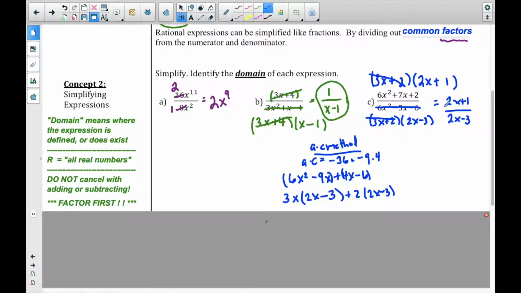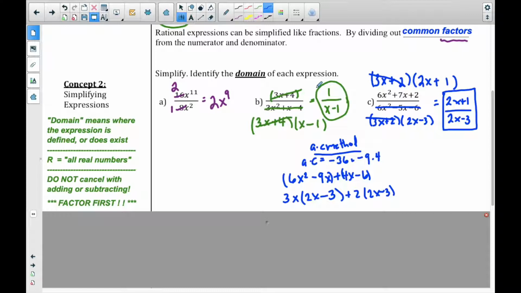Now, what about the 2x's? Can I just cross those out now? No, you cannot. You have to save those. They're not factors. They're adding and subtracting. That's not factoring. You have to be able to factor it out, and this cannot be factored out, and since it cannot be factored out, we leave it like that.